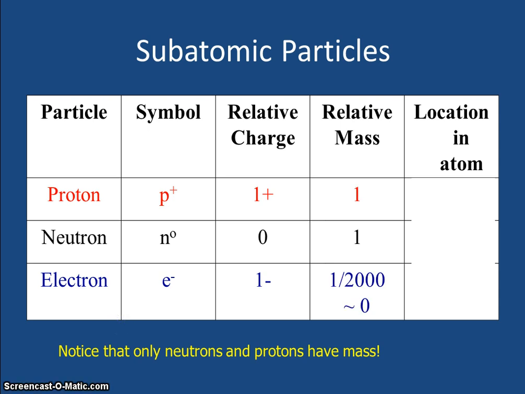Relative to each other, so this is just relative mass, it's not an actual mass, which is why there's no unit. But compared to each other, protons and neutrons are about the same. Electrons, like we said, are so tiny that we consider them to weigh nothing. They actually weigh 1/2000 compared to the other two if they were both 1, but it's so close to 0 that we just consider it to be nothing. So the proton and neutron are located in the center, which we call the nucleus, and then the electrons float around the outside of that. And again, notice that only the neutrons and protons contribute to the mass.